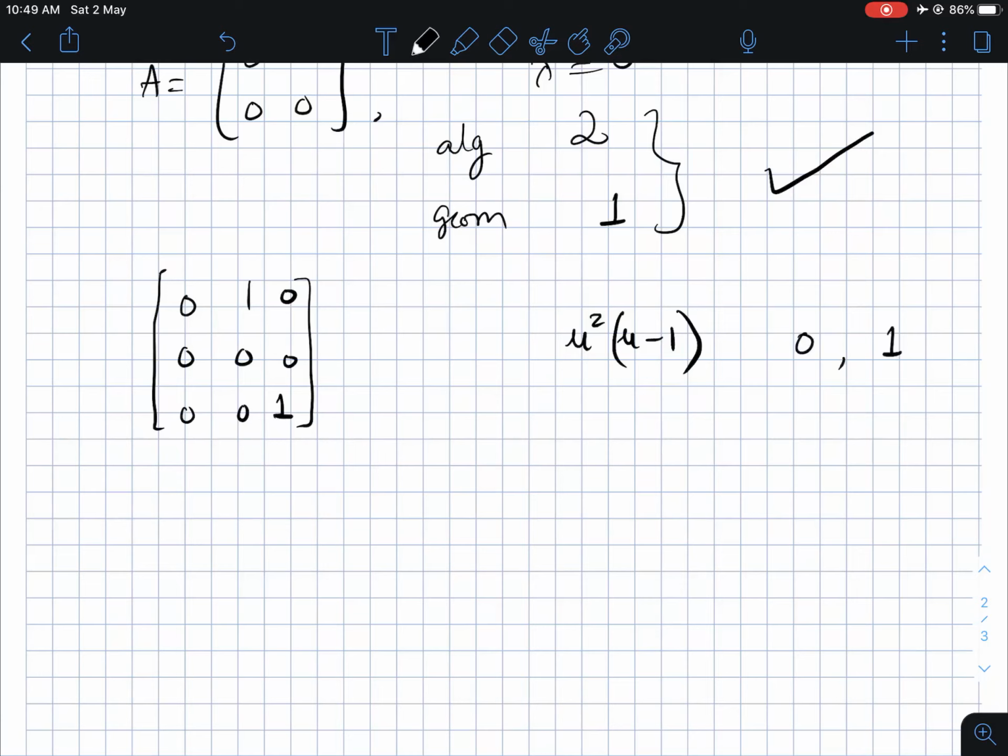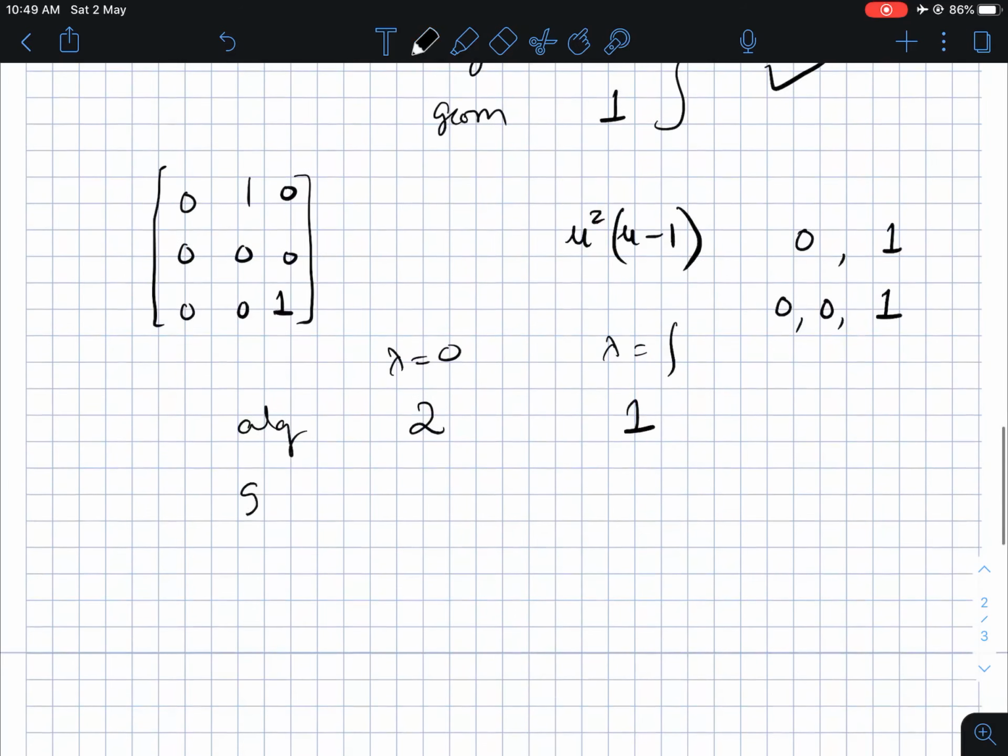But if you go by the polynomial, 0 is repeated, so 0 has multiplicity 2. Sometimes you'll see people writing that the eigenvalues are 0, 0, 1, but they are writing it from the polynomial perspective. So lambda equal to 0 and lambda equal to 1 are eigenvalues. The algebraic multiplicity of 0 is 2 and of 1 is 1, because in the polynomial you have a power of 2 here and a power of 1 here. Now let's look at the geometric multiplicities.